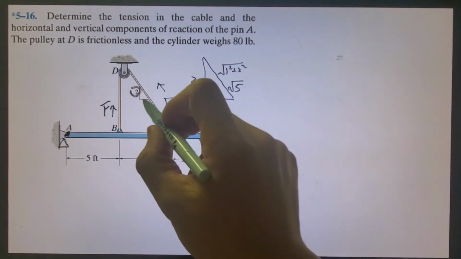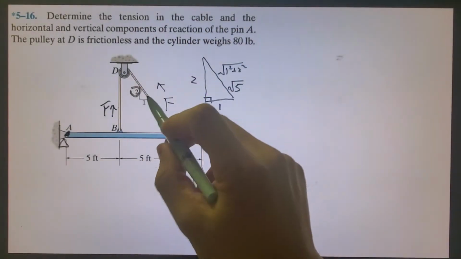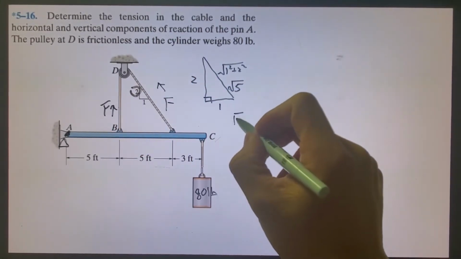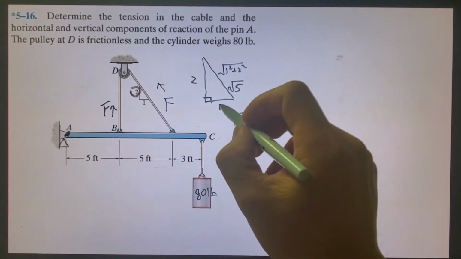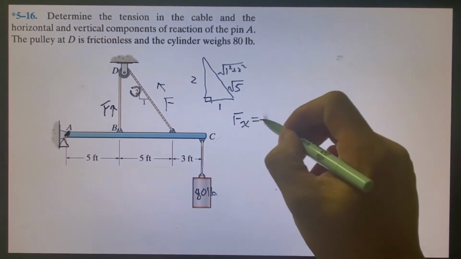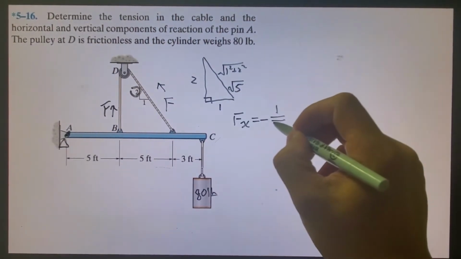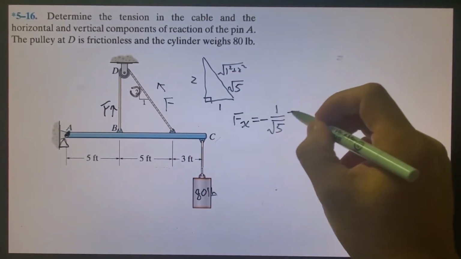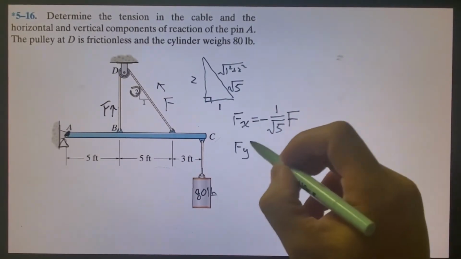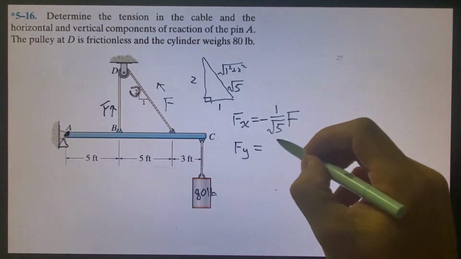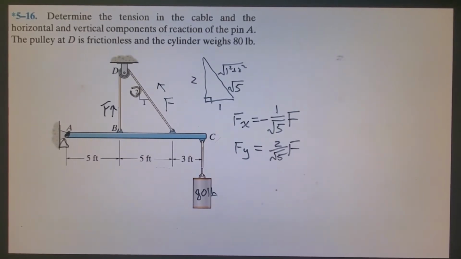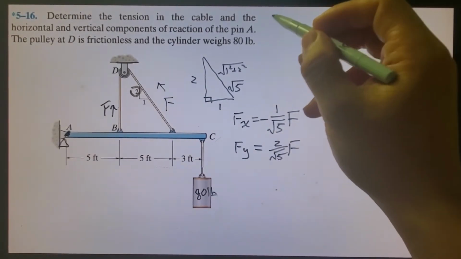Okay. So if this F is in the hypotenuse direction, that means the X component of F should be equal to, well, it's negative because pulling in that direction. So it will be equal to negative 1 divided by square root of 5 times the force. Okay, what about the force in the Y direction? That would be equal to 2 divided by square root of 5 times force.